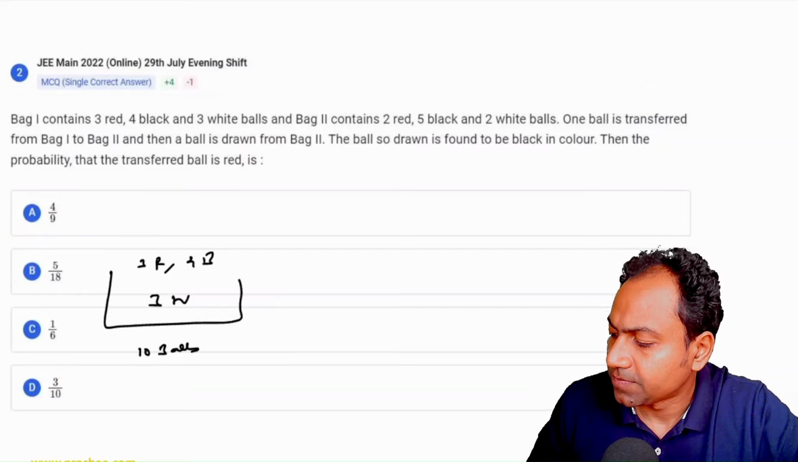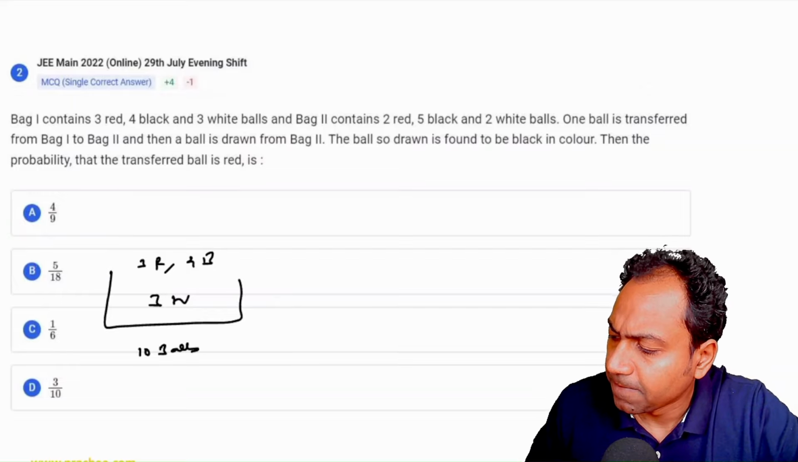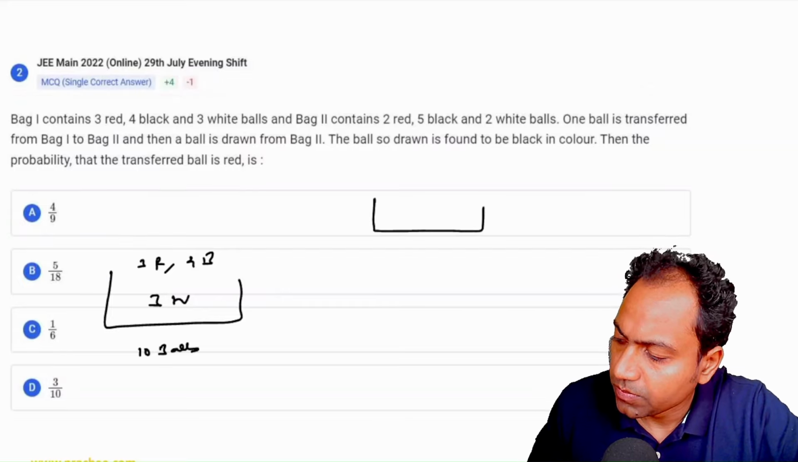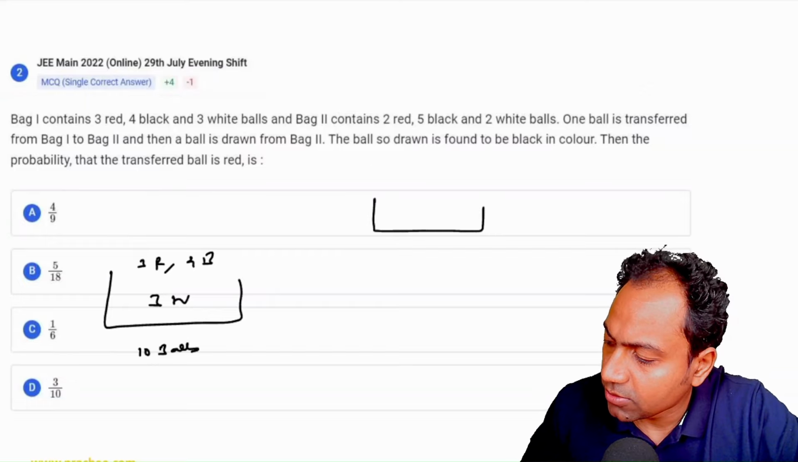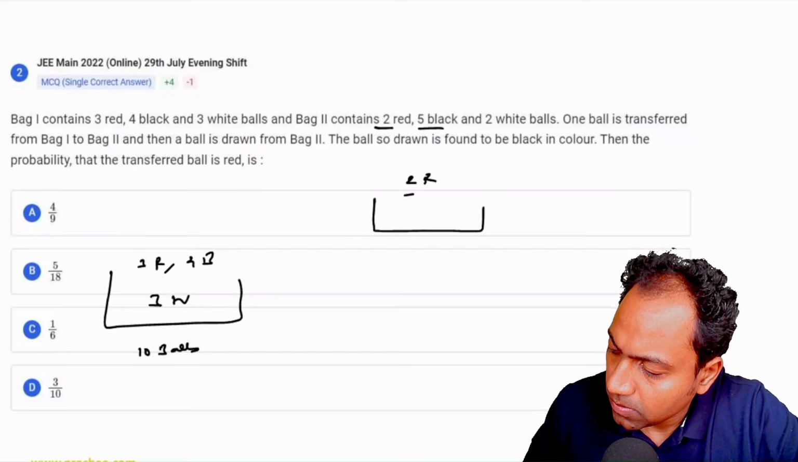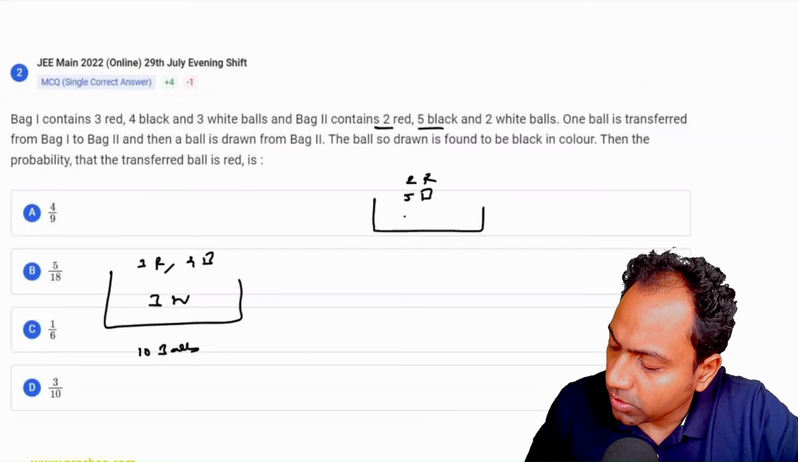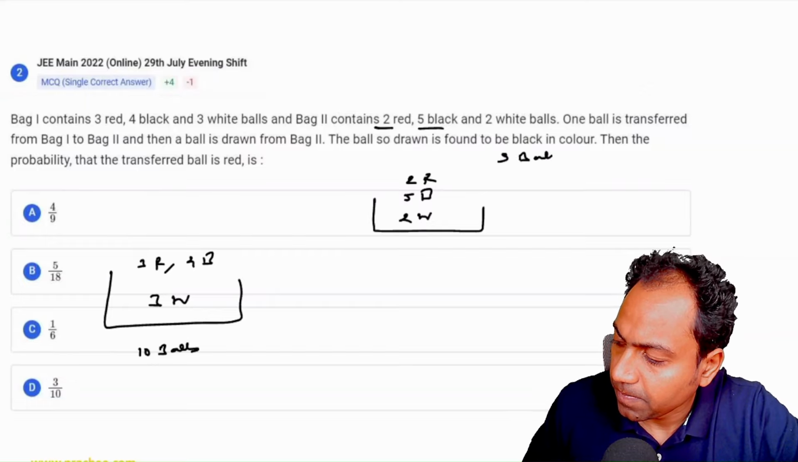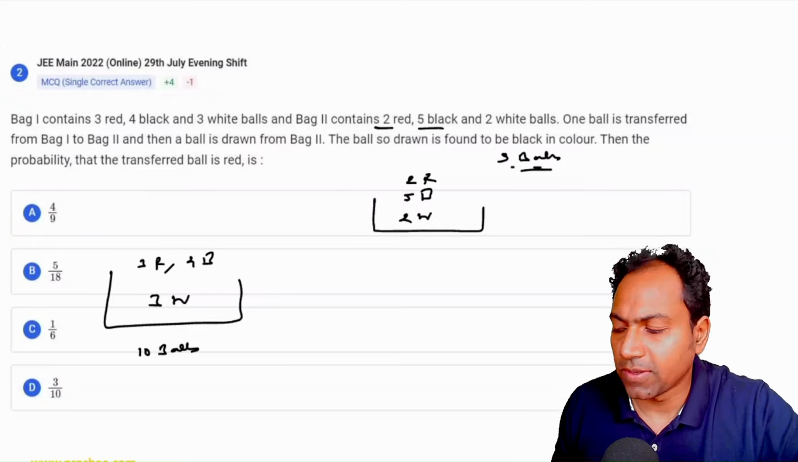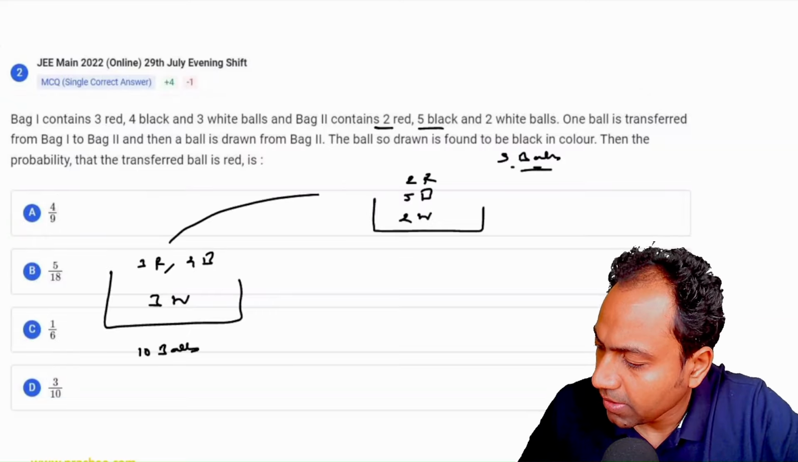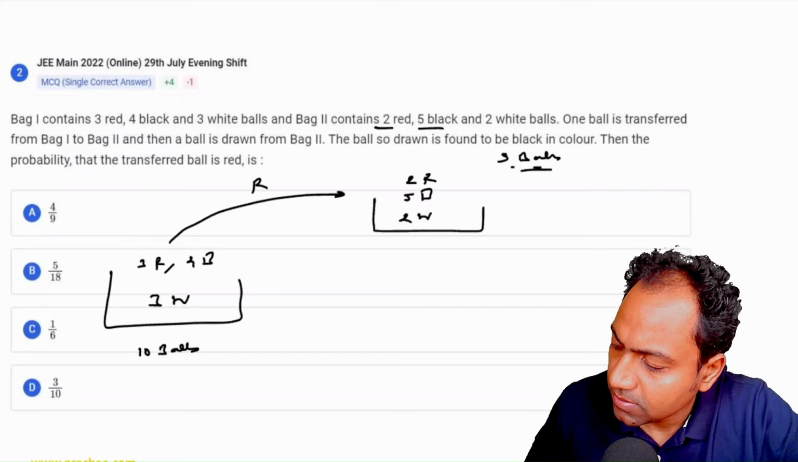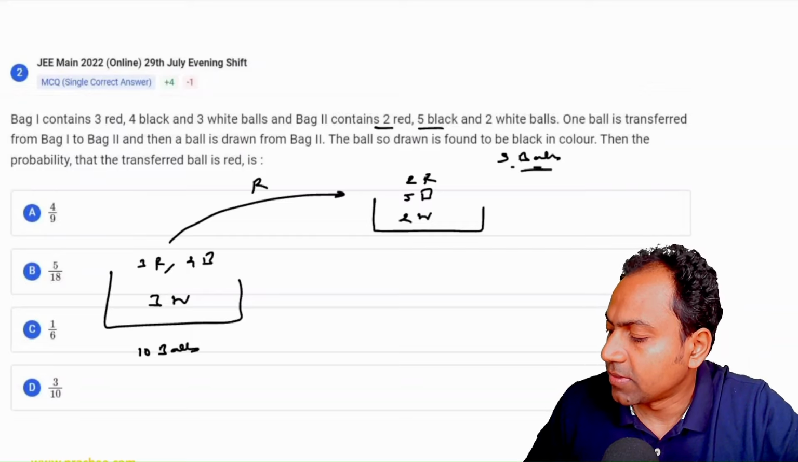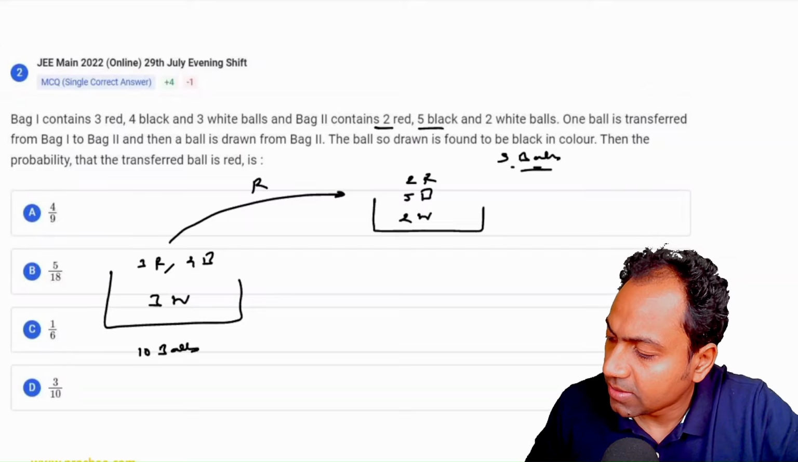So there are in total 10 balls in this bag. Now what they are doing is, from this they are choosing one ball and transferring to bag 2. Now bag 2 already has, it is given that 2 red, 5 black and 2 white balls. So there are in total 9 balls in this bag. This is already given to us. Now if I take one ball from here and put it here, let us say that that ball is red, then the composition of this bag will change, and this bag will now contain 3 red balls.